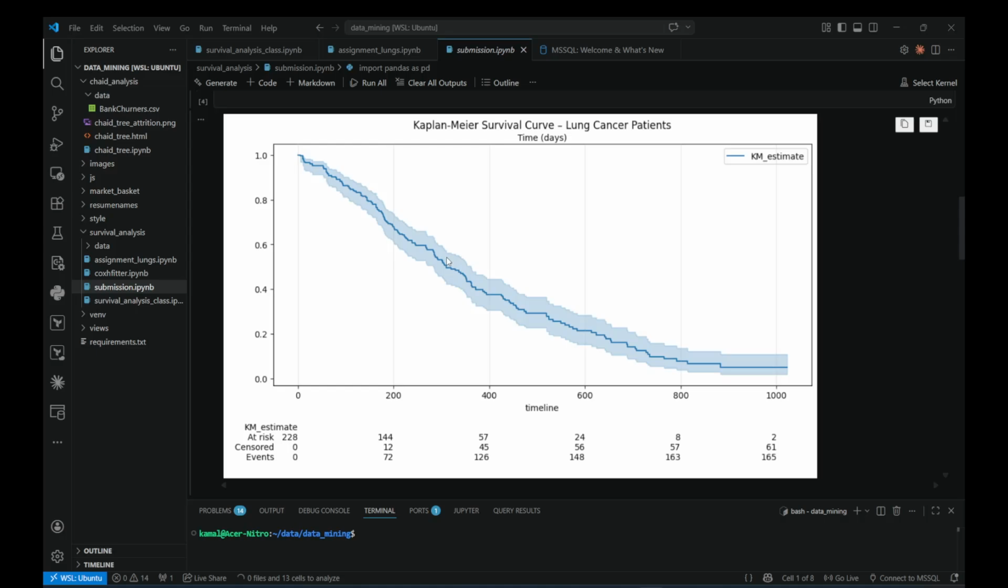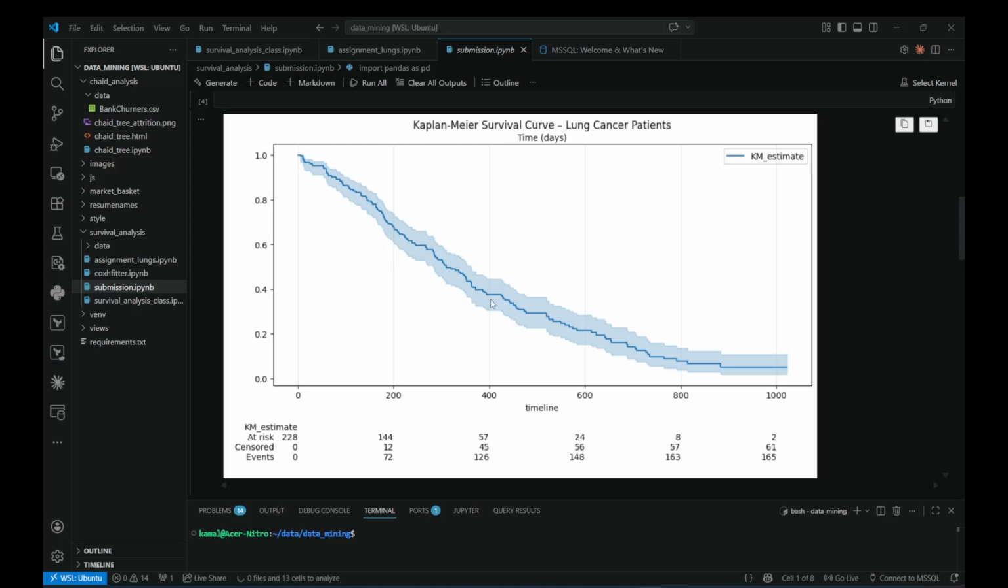Let's begin with Kaplan-Meier. In simpler terms, Kaplan-Meier estimates the probability that a patient is still alive at any given point in time, and it works by looking at when events actually happened in the data, and in our case when the patient died. Every time a death occurs, the survival probability drops a little, and this gives us a step-shaped curve that goes downward over time.